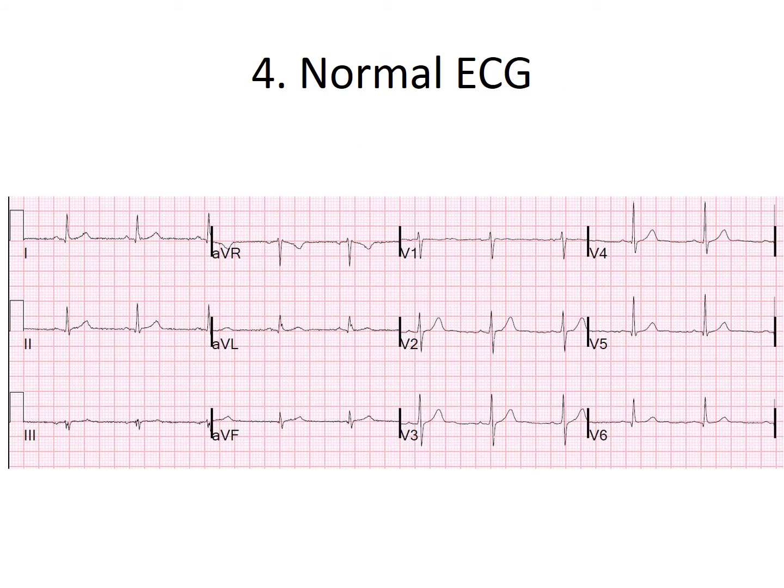ECG number 4 is totally normal. The ECG shows sinus rhythm with a P wave preceding each QRS complex. The heart rate is around 70 beats per minute. The axis is normal, around 0 degrees, and there is no evidence of any chamber enlargement. A normal ECG can be detected in patients with mild mitral stenosis.